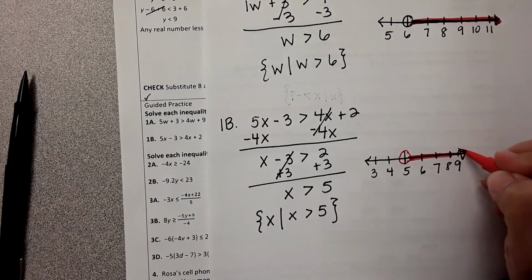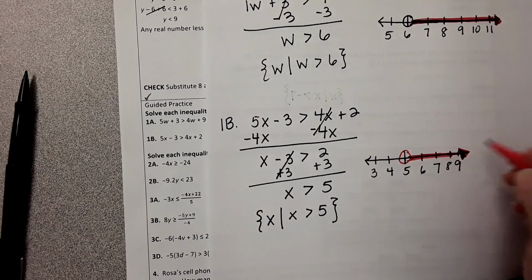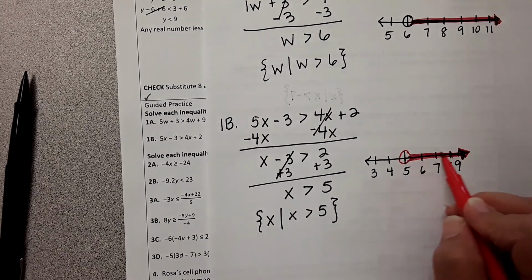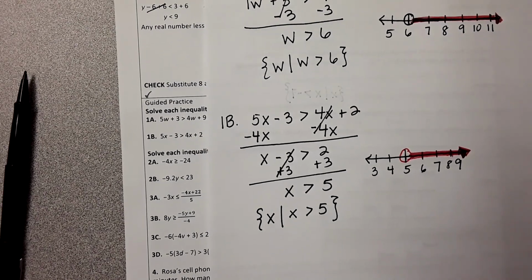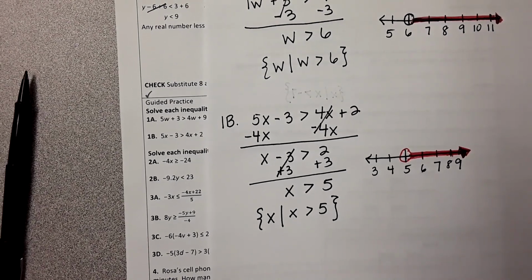Make sure you color in that arrow. Show a really good line, you guys. You might want to use a double color to help you. And that gives you examples 1A and 1B.